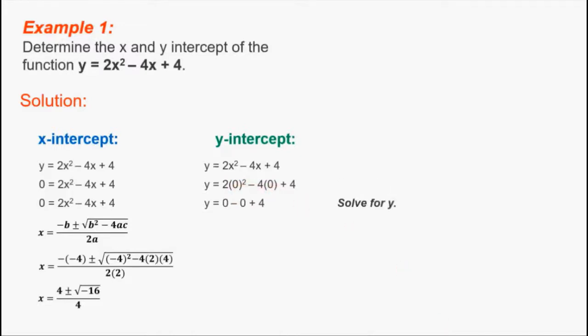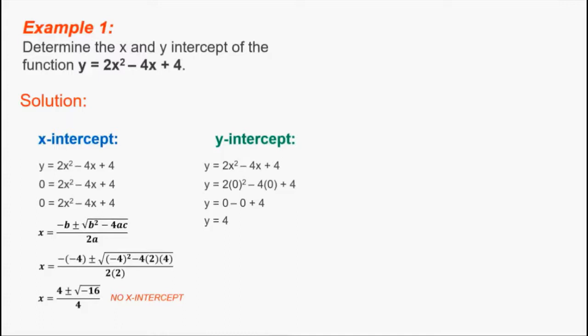Then, solve for y. So, we have 0 squared is 0. 0 times 2 is 0. 4 times 2 is 0. And then, copy lang yung 4. 0 minus 0 plus 4. At ang ating y-intercept ay 4. So, that is how we solve for the x and y-intercept.